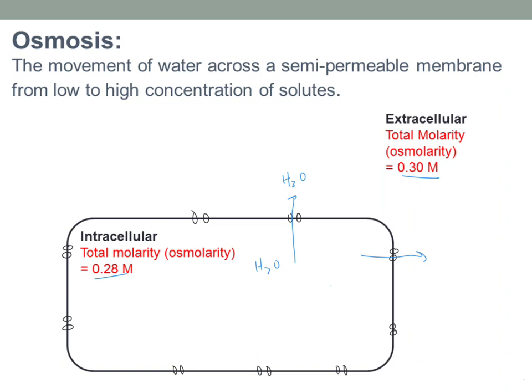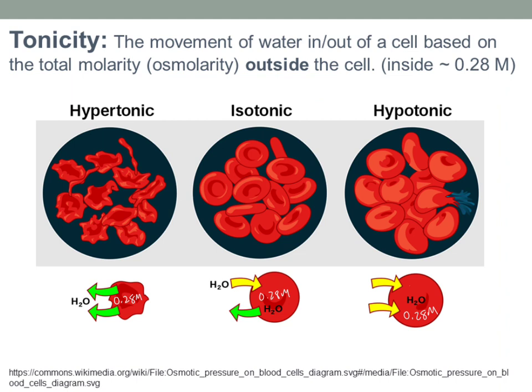And now we're going to talk about tonicity, because now we have different total molarities, and so water is going to want to move, which is what tonicity is all about. Tonicity describes the movement of water in and out of a cell based on the total molarity outside of the cell. The inside of the cell is roughly 0.28 molar. That's the osmolarity inside of a cell. But what's occurring outside of the cell could change for a variety of reasons, like IV bags or some diseases, or maybe you're not filtering out certain particles and you're getting a lot of fluid buildup. And so we have solutions that are called either hypertonic, isotonic, or hypotonic.